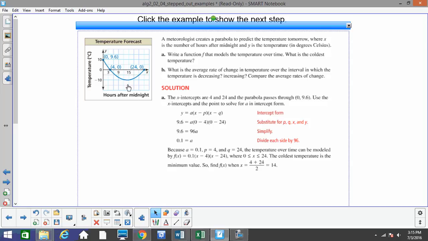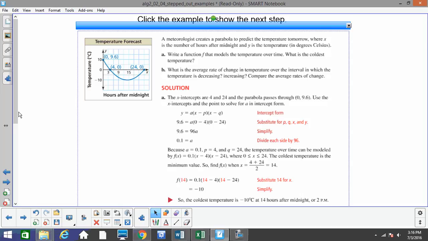So the coldest temperature is going to be in between your intercepts. Remember, that is your axis of symmetry. It's going to be lying on your axis of symmetry, which is your minimum. 4 plus 24 divided by 2, you get 14. Plug that in. And negative 10, which it looks like it matches up to on the graph.